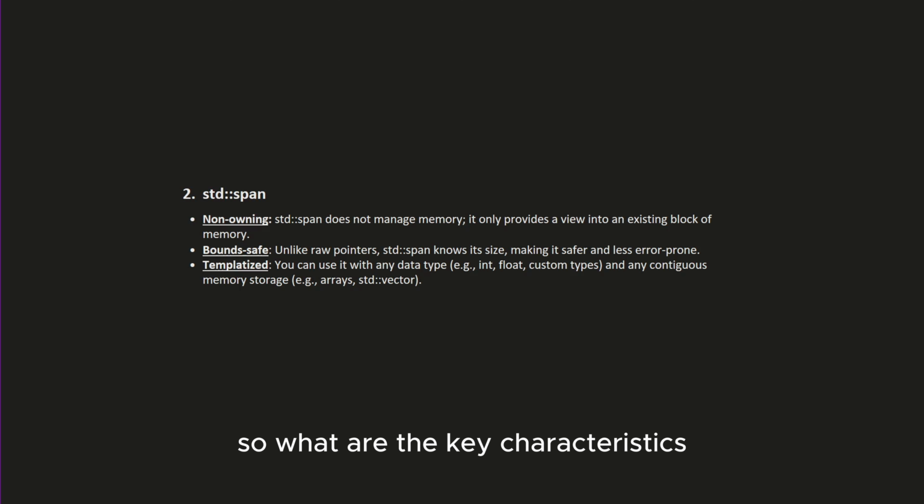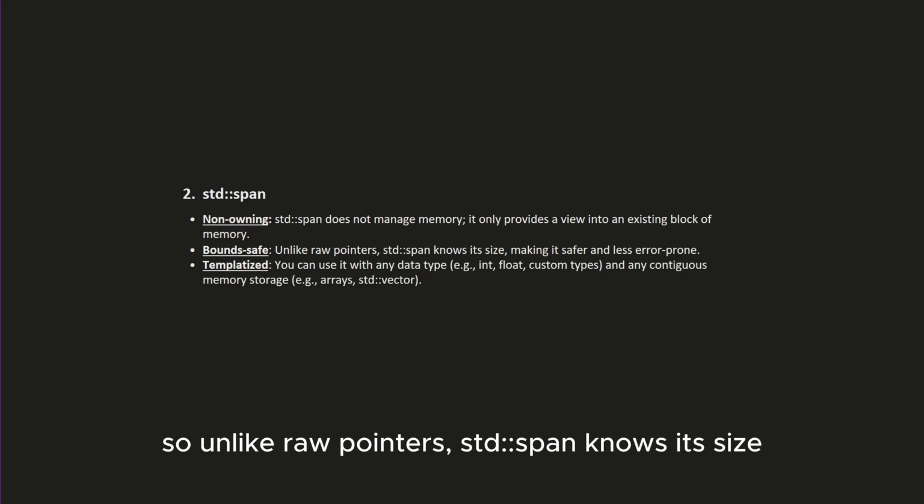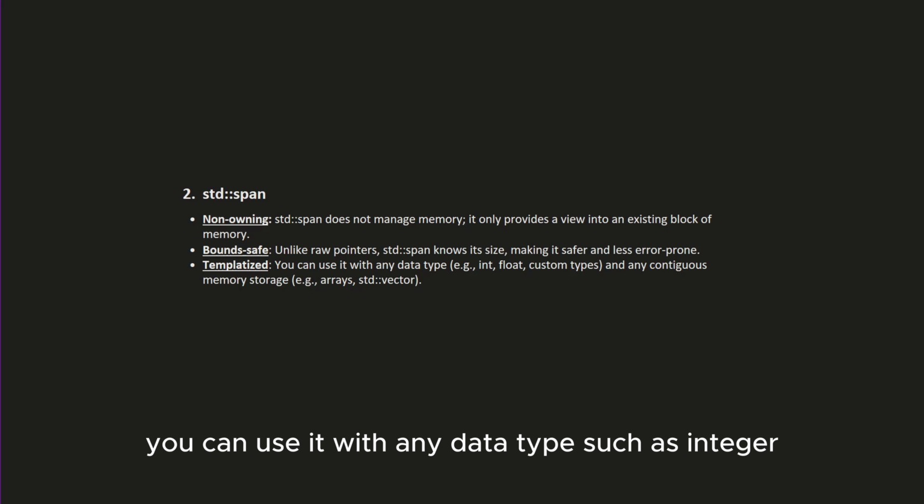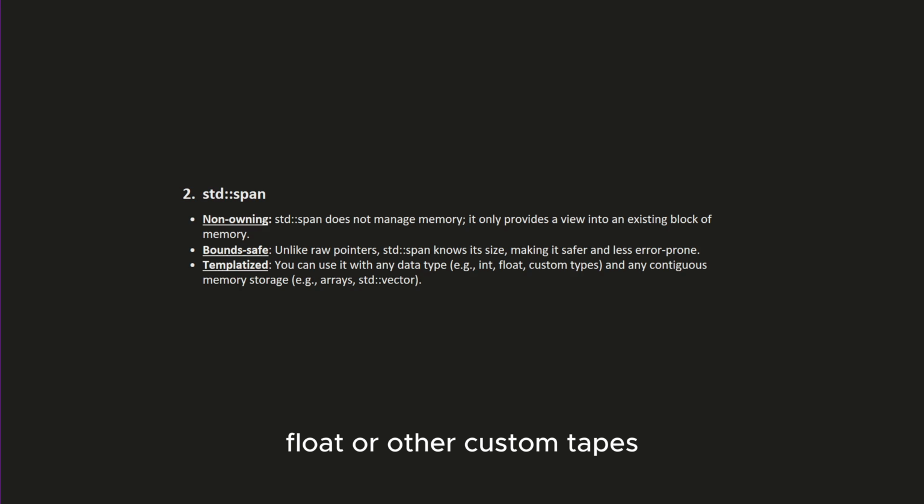So, what are the key characteristics? It is non-owning, as I mentioned earlier, it doesn't manage memory. It only provides a view into an existing block of memory. It's bounds-safe, so unlike raw pointers, std::span knows its size, making it safer and less error-prone. And it's templatized. You can use it with any data type, such as integer, float, or other custom types, and any contiguous memory storage, such as arrays and std::vector.